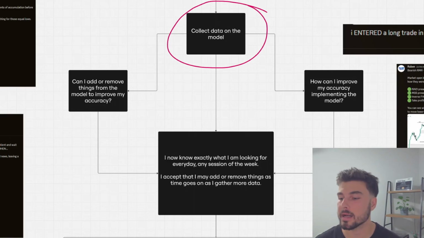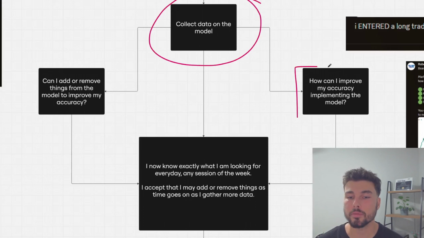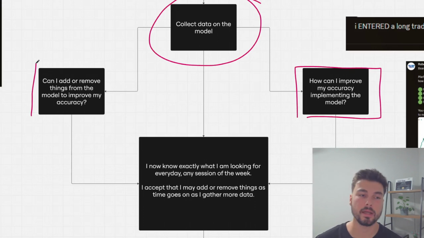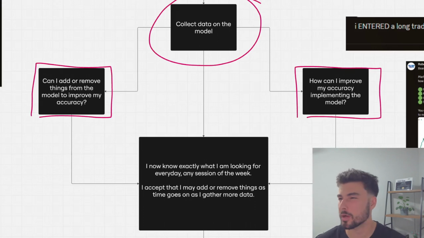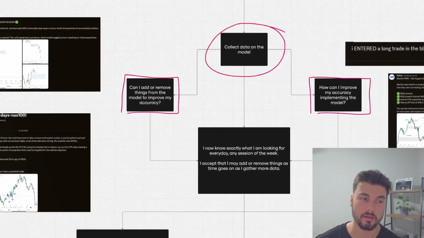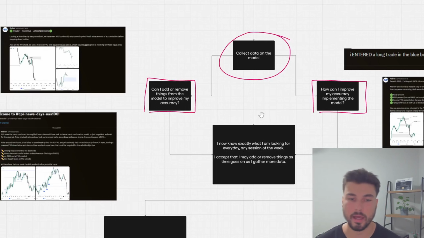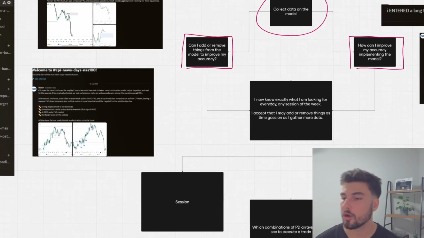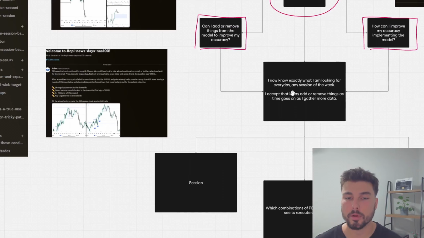So how to collect data: ask yourself a few questions. Ultimately you want to understand how you can improve your accuracy, and whether you can add or remove things from the model. You're doing this based on what you can trade and what suits your lifestyle. Like we talked about before, some people can't trade the New York open session, and I can't. New York AM is too late. So what session suits you best based on volatility and convenience? Also ask yourself, how often do you see things happen per day? When does it work? When doesn't it work?